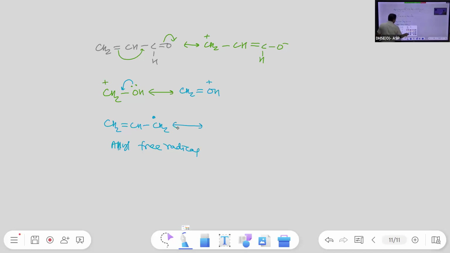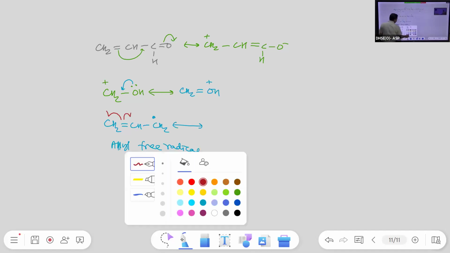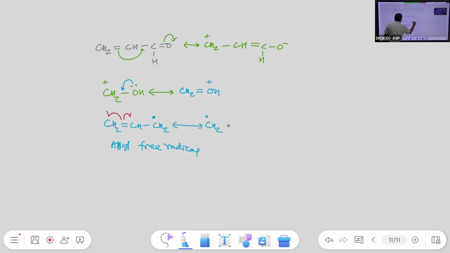So it undergoes homolytic cleavage this way, so it can make CH2 dot, CH double bond CH2. All of you got this? So these are the ways by which you can draw the resonating structure. One more structure.